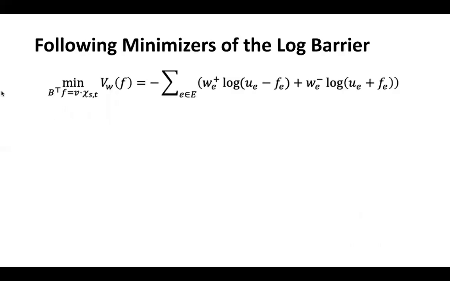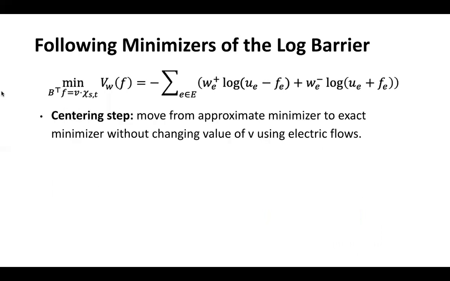So how do we even move along this log barrier at all? As with standard interior point analysis, you can use the following types of steps. You can use a centering step, which says that if we're at an approximate minimizer for a fixed value of v, you can get to an exact minimizer in linear time just by routing some electric flows.